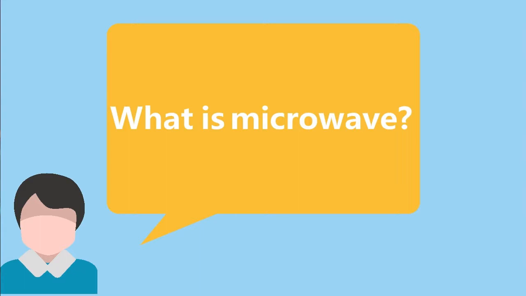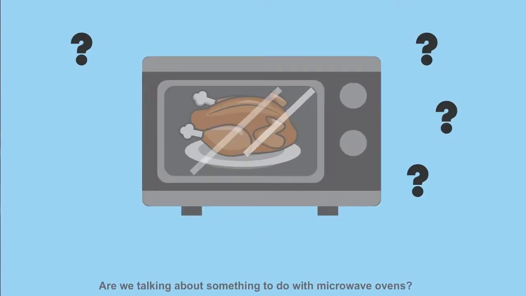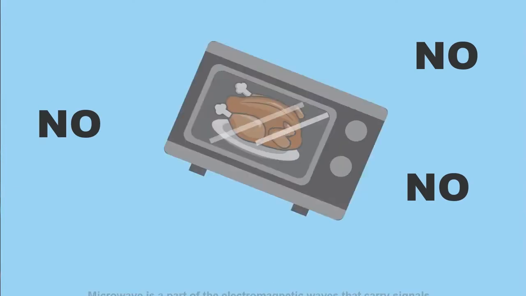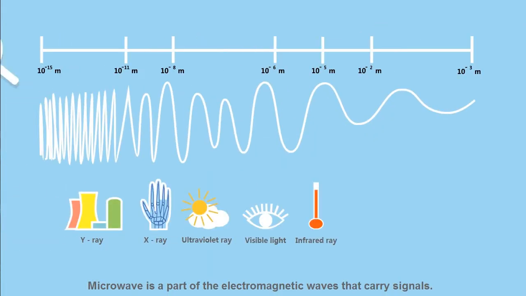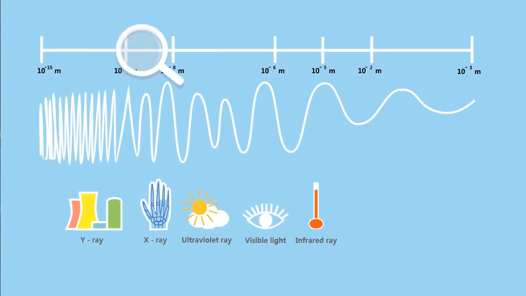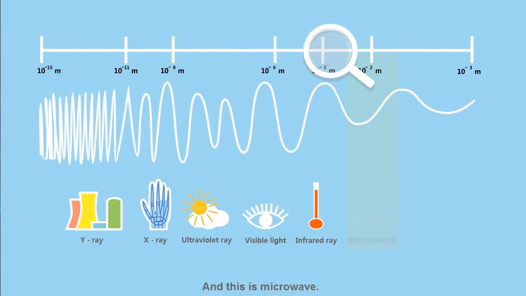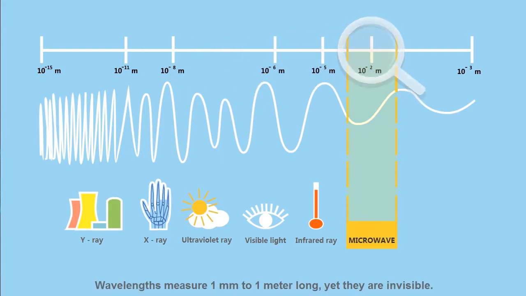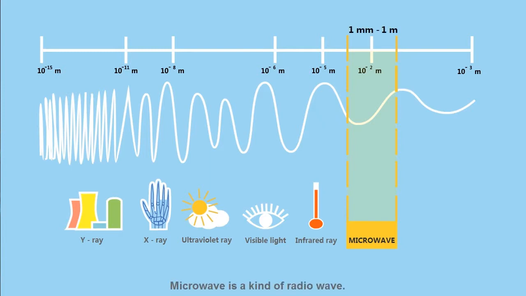What is microwave? Are we talking about something to do with microwave ovens? Well, not quite. Microwave is a part of the electromagnetic waves that carry signals. This is visible light, and this is microwave. Wavelengths measure 1 millimeter to 1 meter long, yet they are invisible. Microwave is a kind of radio wave.